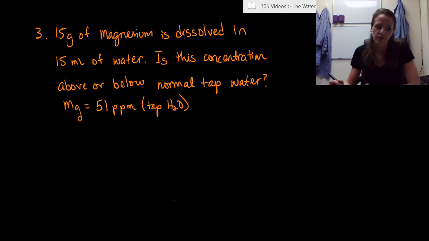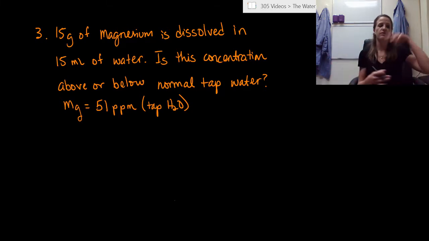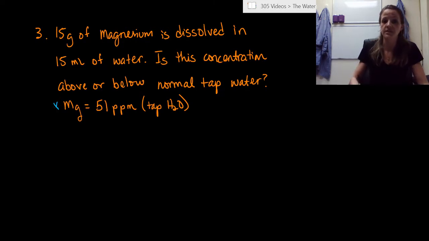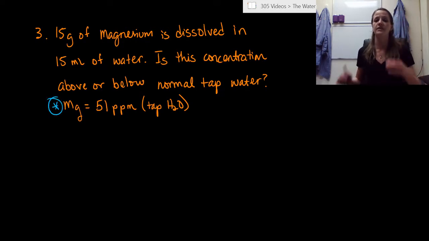Go. All right, so this problem is definitely a little bit complicated. There's a lot of different numbers here. We have a 15, a 15, a 51, so now we need to put it all together. So the first thing we want to do is identify that this is our reference point. So we're going to have to calculate a number and then compare it to 51 ppm, meaning we need to get our first answer, the thing that we calculate, into a unit of ppm.